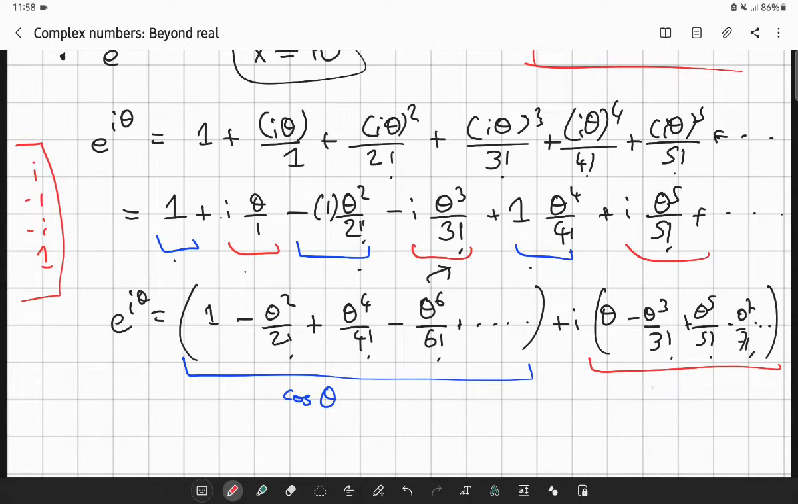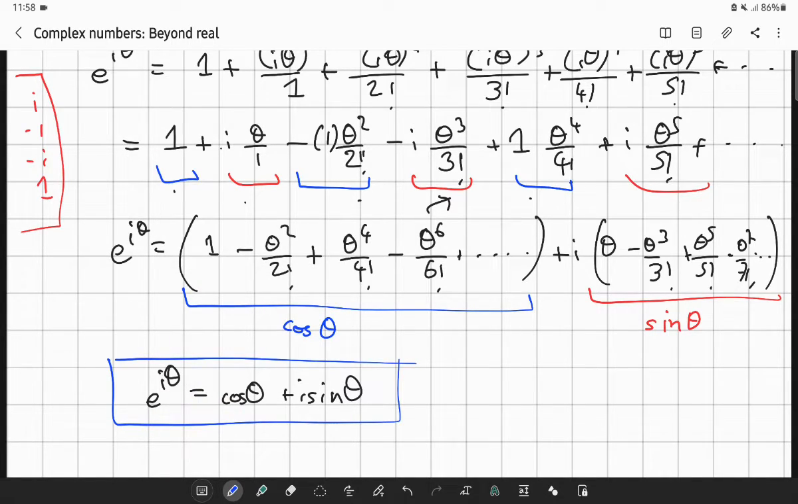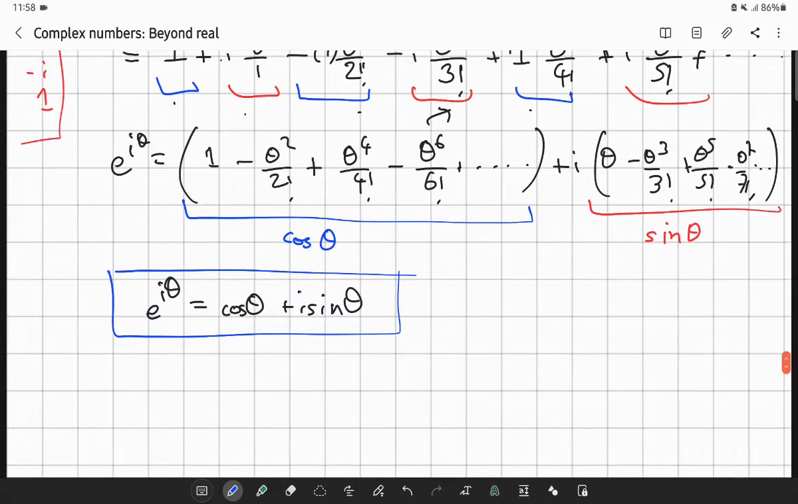Okay, so this should be the Taylor expansion of the sine theta. So we have just proven the relation e raised to i theta equals cosine theta plus i sine theta. Let's box this, because this is one of those equations that deserves a box.